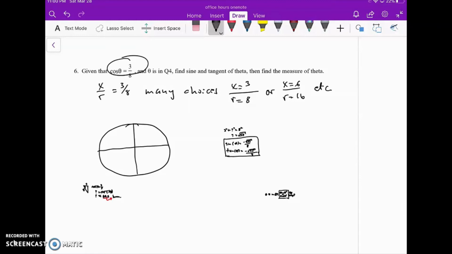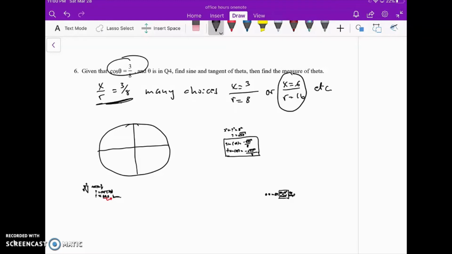It says the cos ratio is 3/8. You might think that means x is 3 and y is 8. It doesn't. It's possible that x is 3 and y is 8, but there's many other possibilities too. It could be that x is 6 and r is 16. The ratio still is 3 to 8.